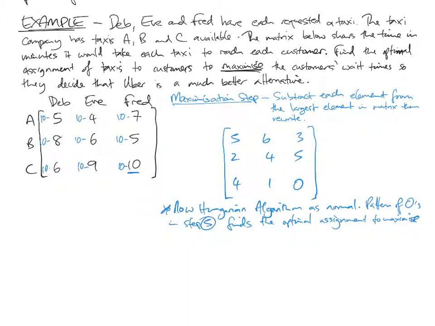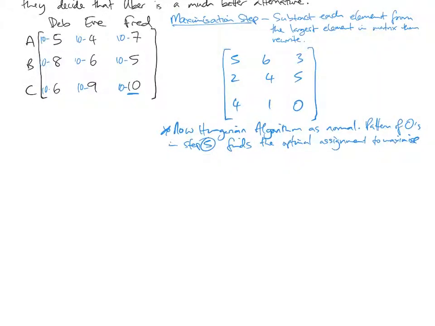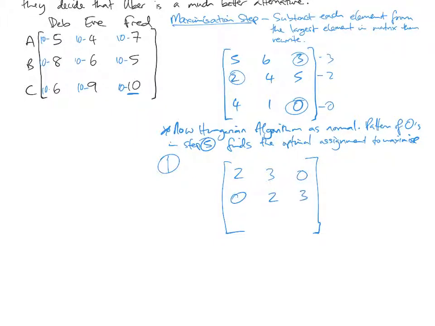So step 1 is rows. What do we do with the rows? We subtract the smallest from each row. So 3 is the smallest, minus 3. 2 is the smallest, minus 2. 0 is the smallest, minus 0. So step 1 is going to come up with this result. 5 minus 3, 2. 6 minus 3, 3. 0, 0, 2, 3. 4, 1, 0. I've done the rows now.